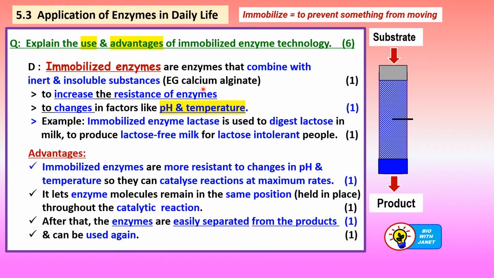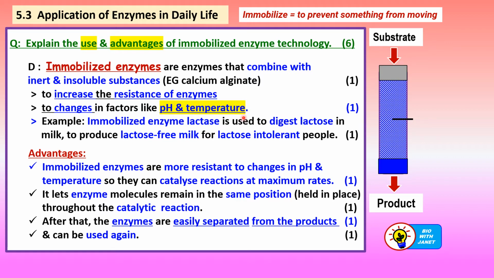So I give you an example here. The substance is calcium alginate, but you do not need to write it down for the exam because it's not in the textbook. All right, just for your knowledge. Now, so immobilized enzymes are enzymes that combine with inert and insoluble substances. This will help to increase the resistance of the enzymes to changes in factors like pH and temperature.